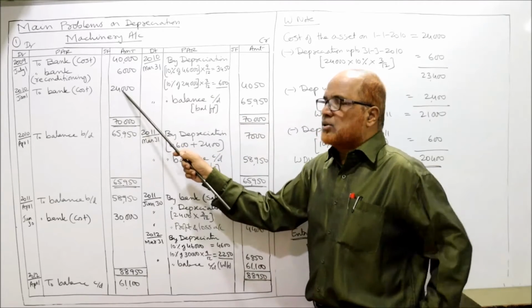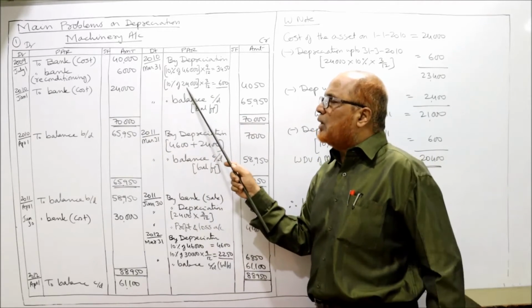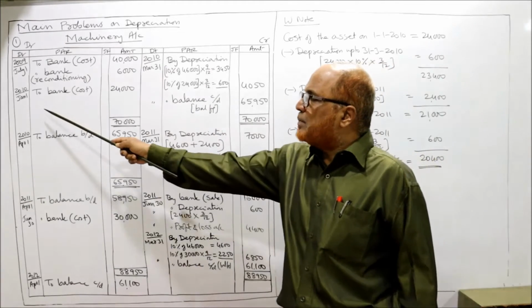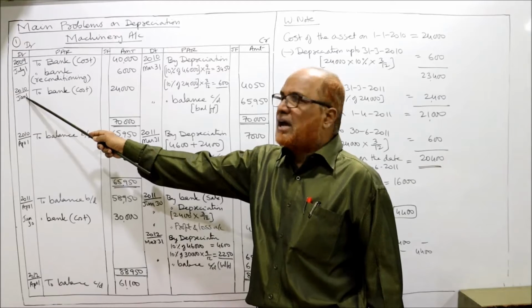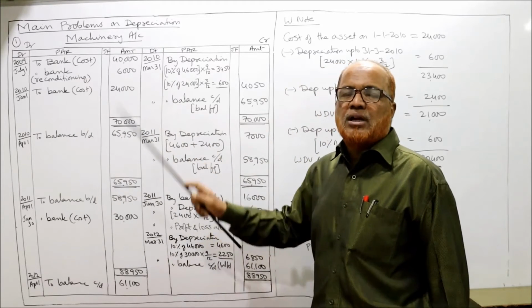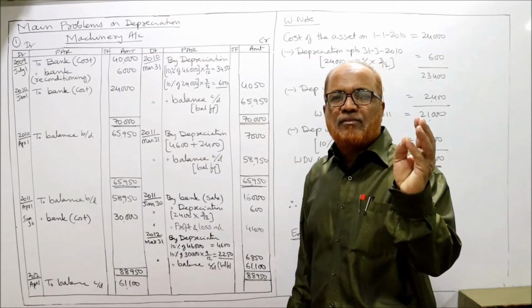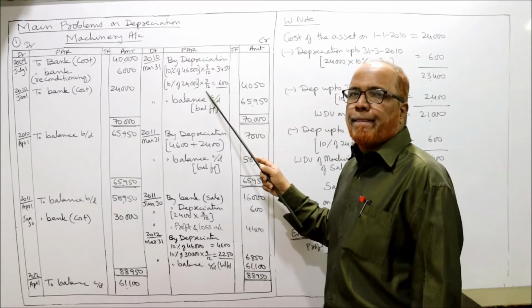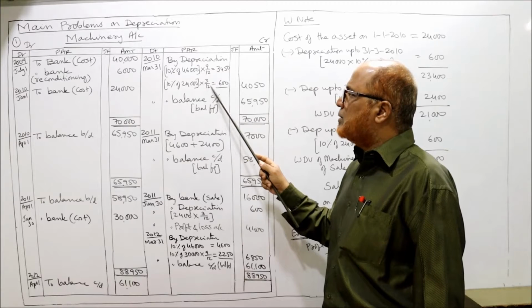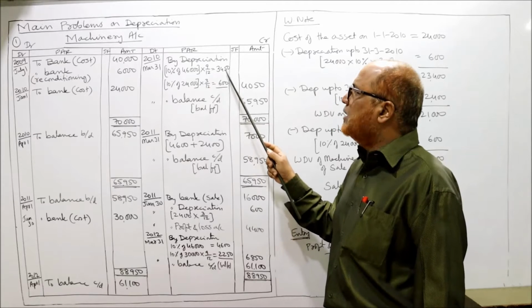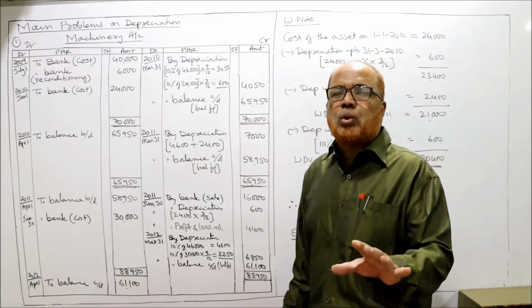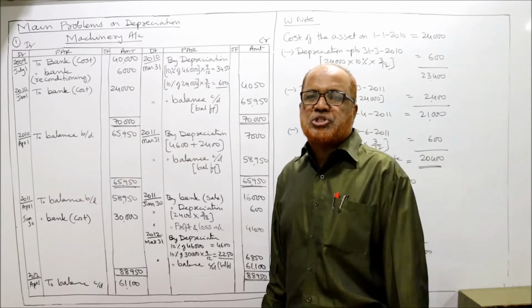Second machine, 24,000. So 10% of 24,000 into 3 by 12. Why 3 by 12? It is purchased on January 1st, and we are closing the accounts on 31st March. So January, February, March, only 3 months. So 10% of 24,000, 3 by 12, 600. Take the total: 3,450 plus 600, 4,050 is the total depreciation on both the machines.